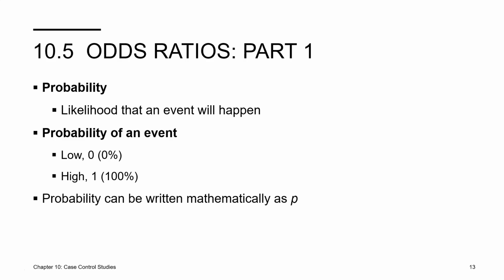0 being the low probability that an event will happen, and the event in a case control study would be the exposure, because you're looking at the exposure and already know the disease. A high likelihood of that is 1 or 100%, and so it would be a high likelihood that they've been exposed. And mathematically, probabilities are typically written with the Greek letter for P.